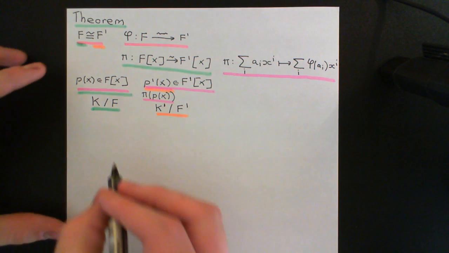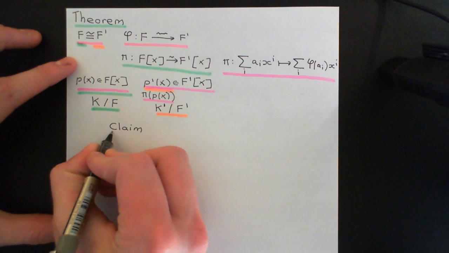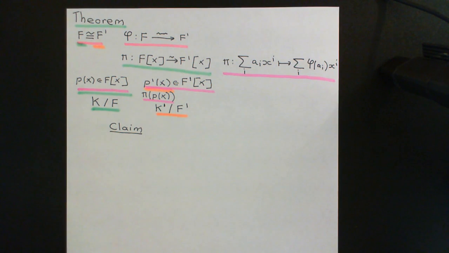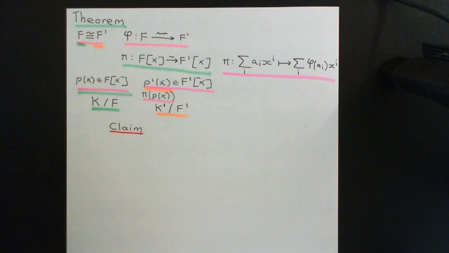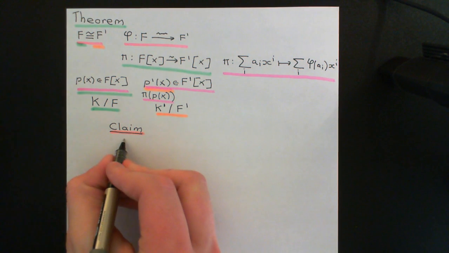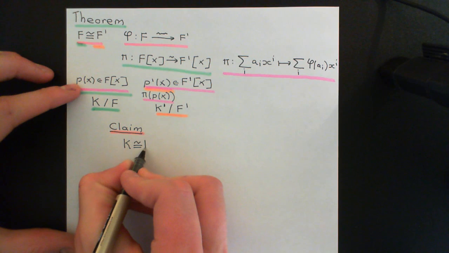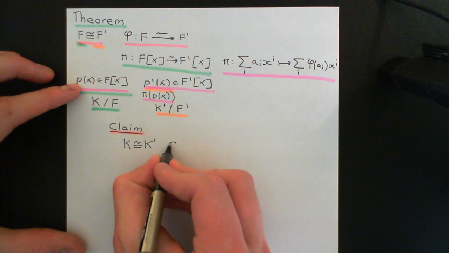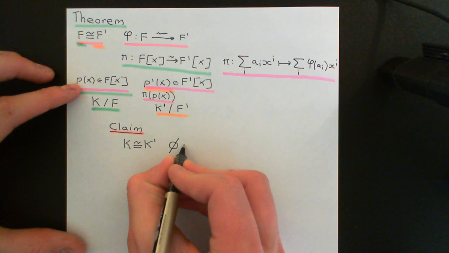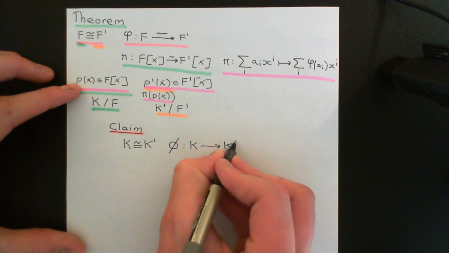Now I can actually put the great claim of this theorem, and hopefully you should be able to anticipate exactly what I'm about to write here. Okay, so the claim is that the splitting field K is going to be isomorphic to the splitting field K prime. So K is going to be isomorphic to K prime. In particular, there's going to exist an isomorphism between them, which I'll call capital Phi, which will be a mapping from K into K prime.